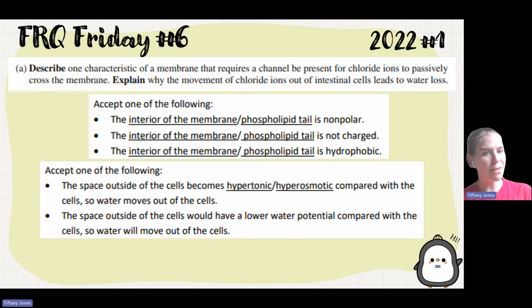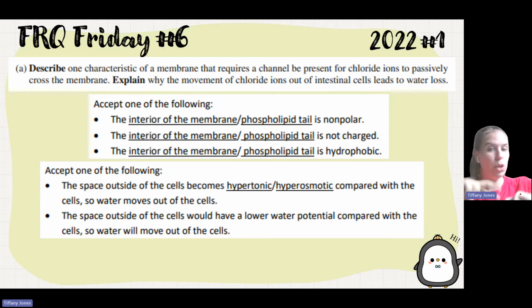So the first question is on describing one characteristic of the membrane that requires a channel to be present for chloride ions to pass across the membrane. So talk about the membrane. Why can these negatively charged particles not cross the membrane? We know that our membrane is made up of phospholipids. So it has a phosphate head and 2 fatty acid tails. The phosphate head is charged, making it hydrophilic. The tails are hydrocarbons, so they are going to be hydrophobic or nonpolar.